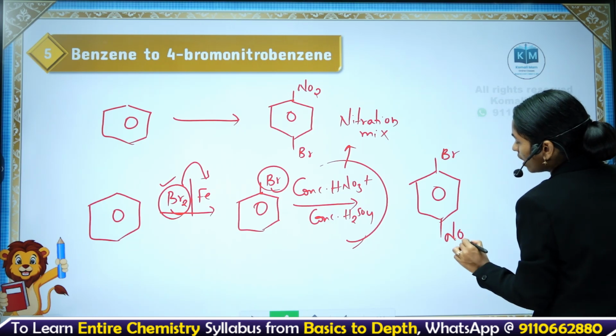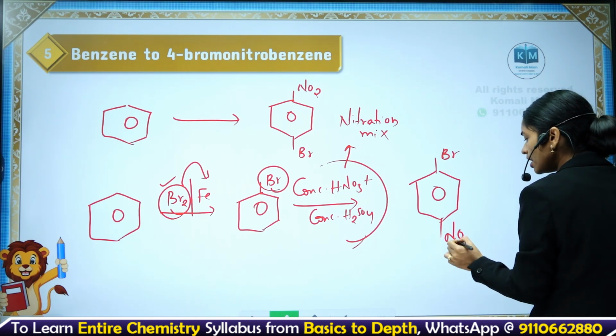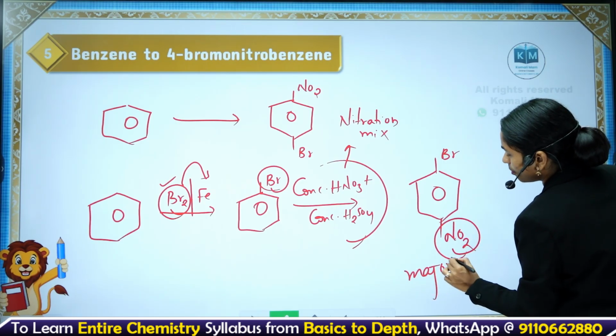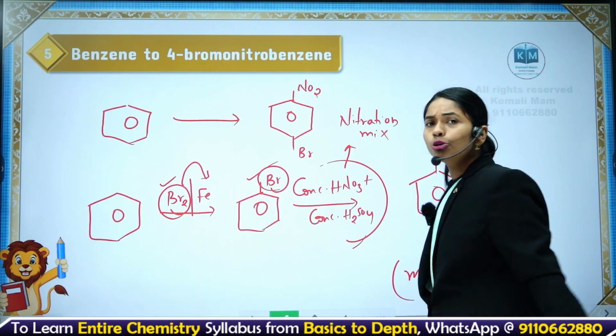So NO2 comes here. Then the para position is the major product and ortho is a minor product. So here is our major product. And why, ma'am, is this ortho-para directing?